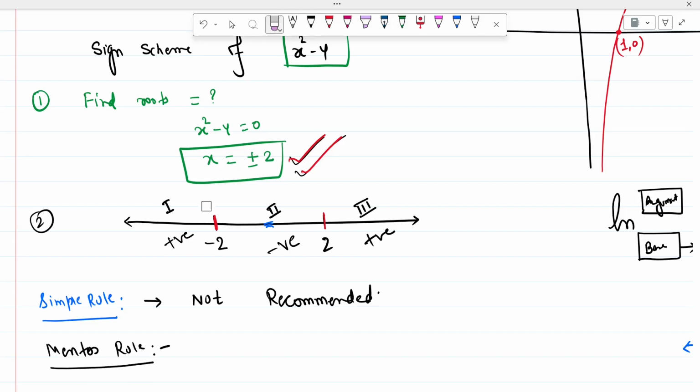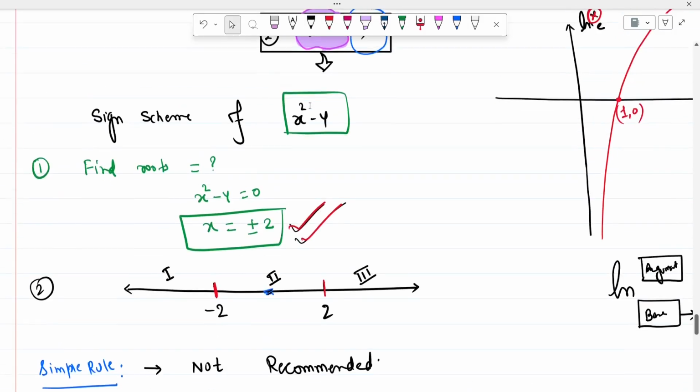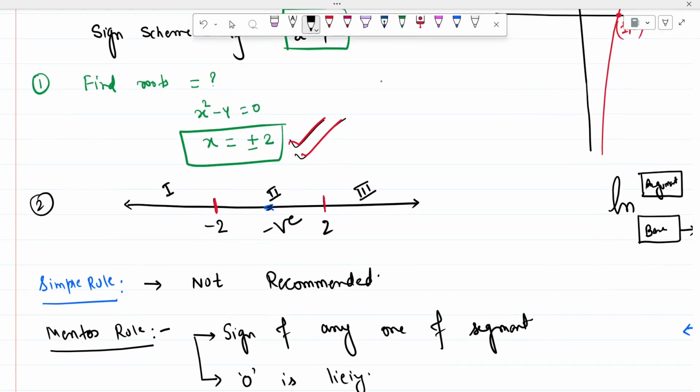You should find the sign of any one of the segments. Especially, the tip is to first find the sign of the segment in which 0 is lying. So obviously, I will first find the sign of the second segment. If you put x equals 0 in your expression, x squared minus 4, it will be negative. Now, we want the sign on the other side of this 2. Left of this 2 it is negative, so I want to know what the sign should be on the right side of this 2.